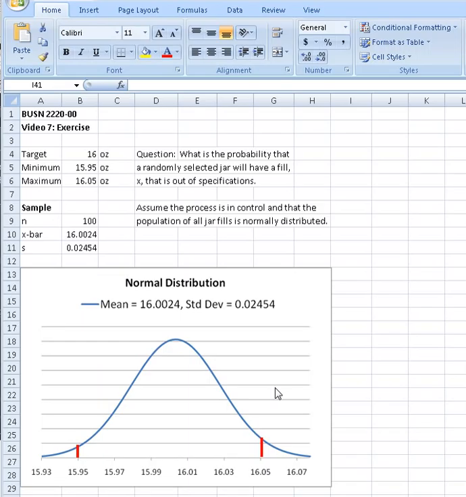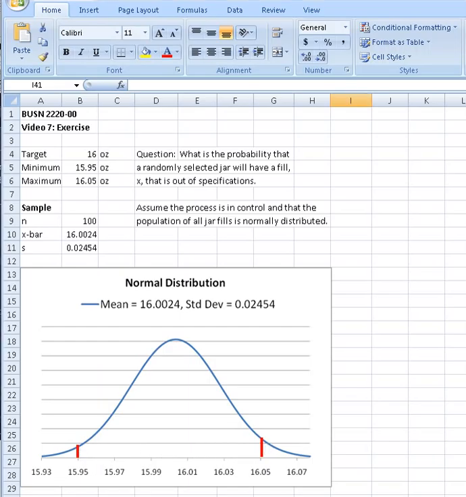When we were interrupted, we had just calculated the z values that correspond to 15.95 and 16.05. The question now is, what's the probability associated with those z values? That is, what is the probability that the weight of a randomly sampled jar of jelly will be less than 15.95, less than the negative z value, and what's the probability that it'll be greater than 16.05? The sum of those two probabilities is then the probability that the weight will lie outside of our acceptable range.